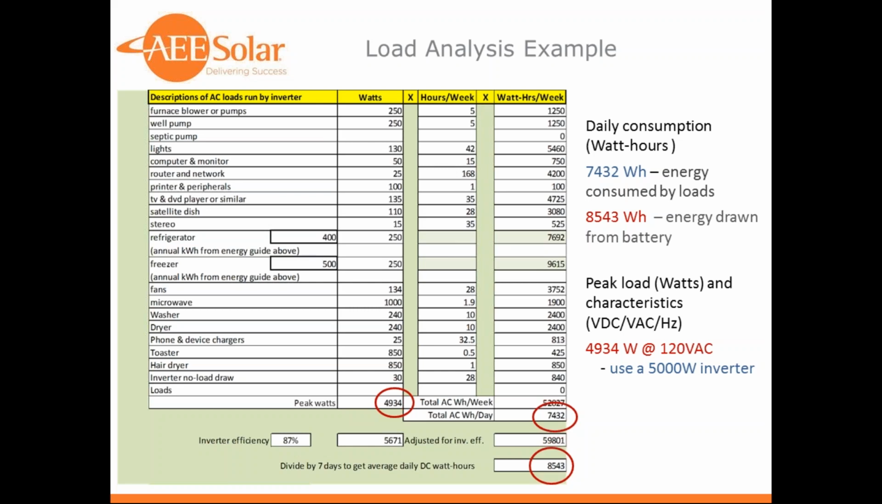This is a basic list here, and at the bottom it's showing peak watts is roughly 5 kilowatts of load. That's with everything running at the same time. And again, not everything may run at the same time, but for robust system design, you really want to account for that. We're showing about 7.5 kilowatt hours of consumption. But we have to adjust that for inverter efficiency, since inverters are not 100% efficient. So really, we're looking at about 8.5 kilowatt hours a day consumption at the bottom here. This is just an example.